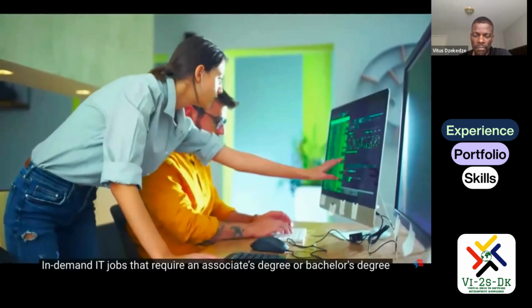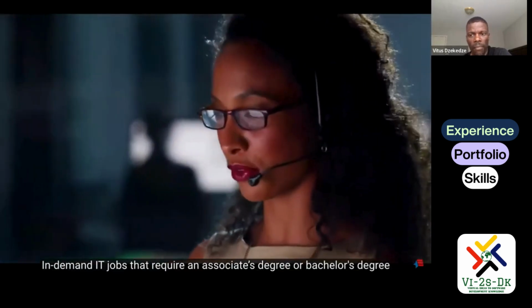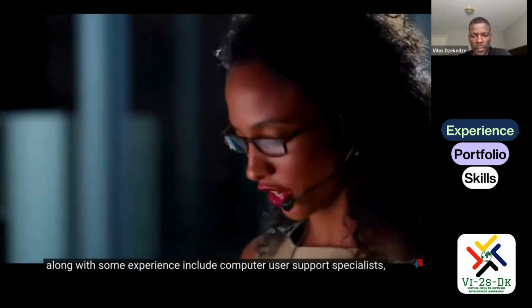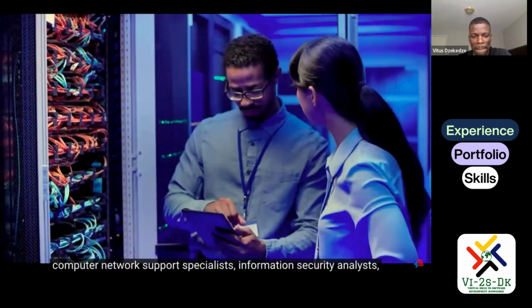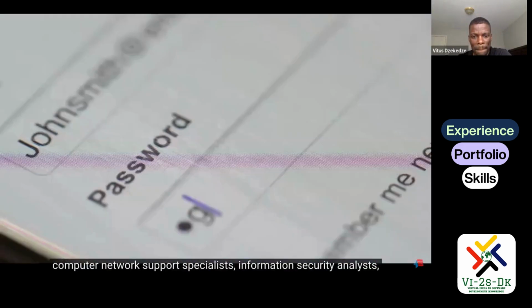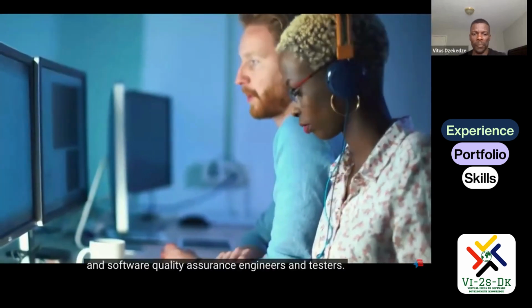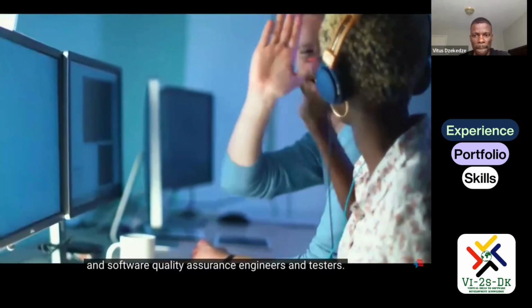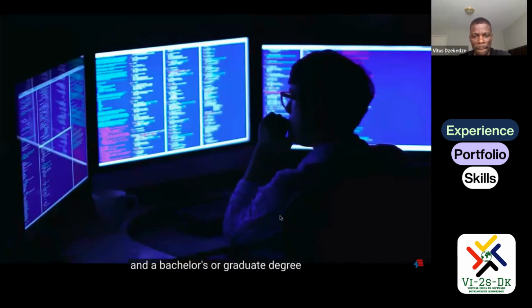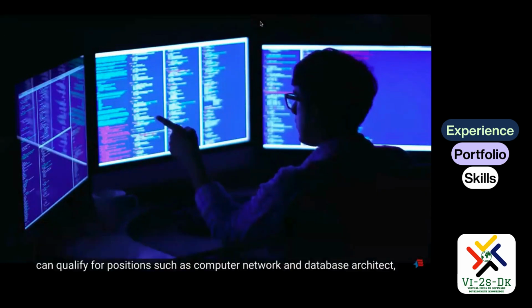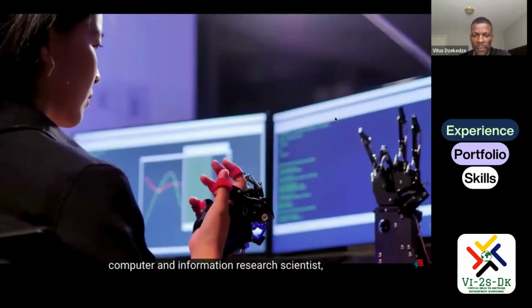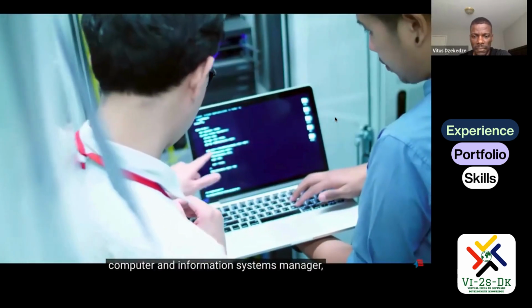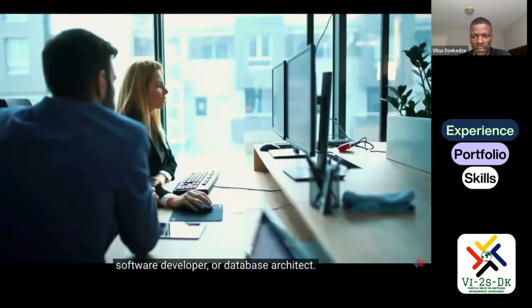In-demand IT jobs that require an associate's degree or bachelor's degree, along with some experience, include computer user support specialists, web developers, database administrators, computer network support specialists, information security analysts, data warehousing specialists, and software quality assurance engineers and testers. Workers who have significant experience and a bachelor's or graduate degree can qualify for positions such as computer network and database architect, computer and information research scientist, computer and information systems manager, software developer, or database architect.